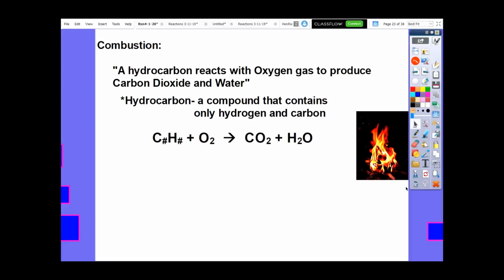Sometimes, depending on what's burning, there might be a few more things being thrown in there. Like here, I've got a picture of a campfire. There's going to be some more oxygens thrown into this hydrocarbon. But we're never going to throw that at you this unit. Right now, we're just going to focus on what happens when hydrocarbons react with oxygen to produce carbon dioxide and water. And then, yep, there's a place right there in your notes. A hydrocarbon is any compound that contains only hydrogen and carbon.